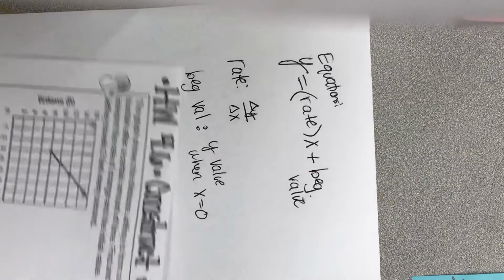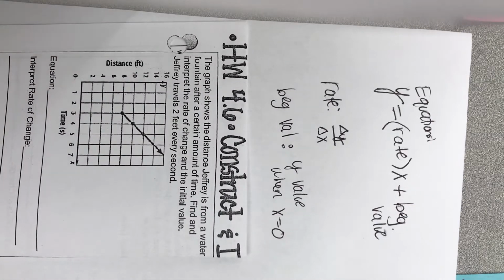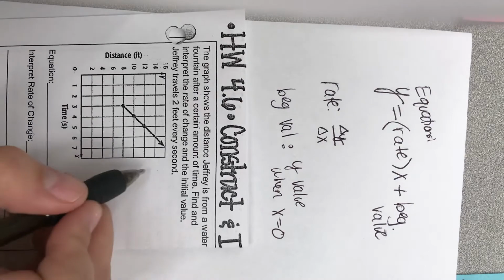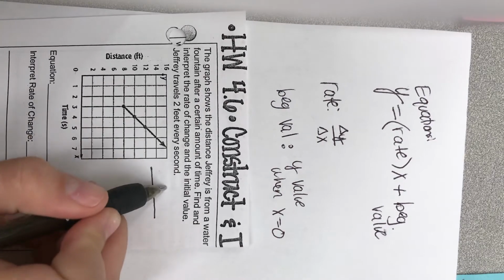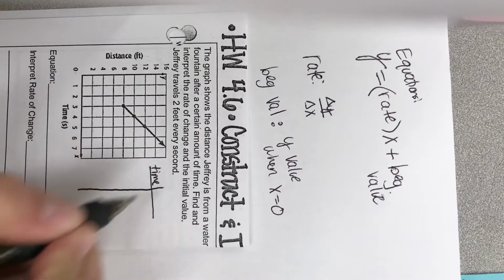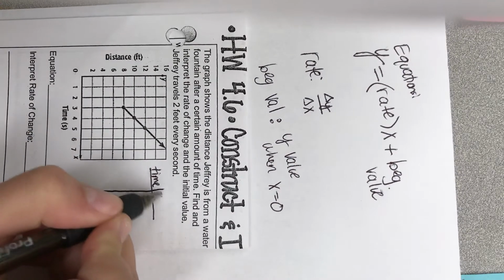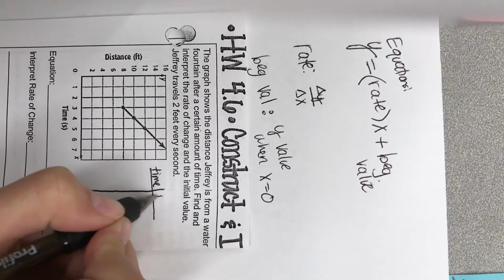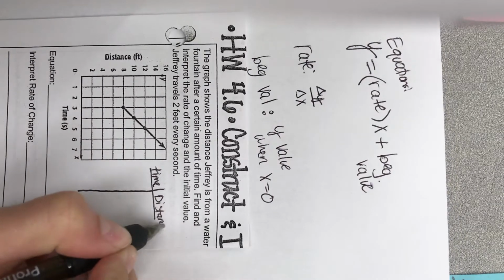So if we look at that first problem, it says the graph shows the distance Jeffrey is from a water fountain after a certain amount of time. Find and interpret the rate of change and the initial value. Jeffrey travels 2 feet every second. Notice how I don't have a table of values provided, so I can create one myself. My x-axis is time, my y-axis is distance.